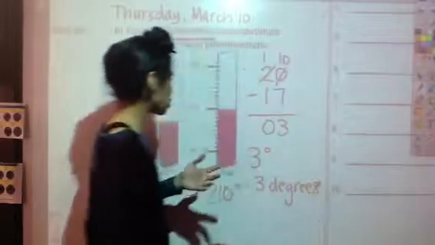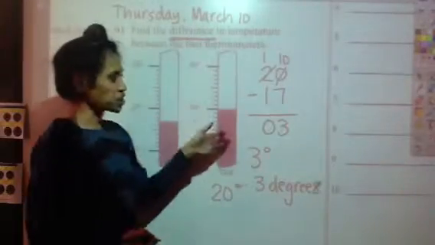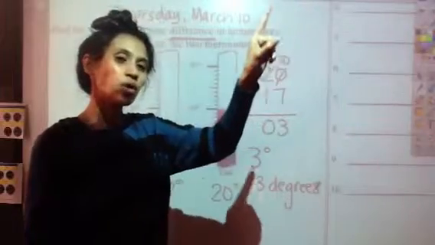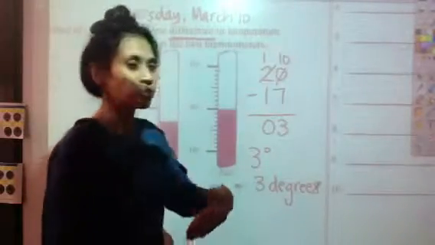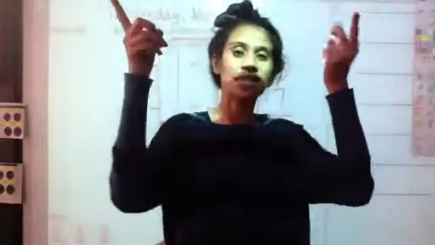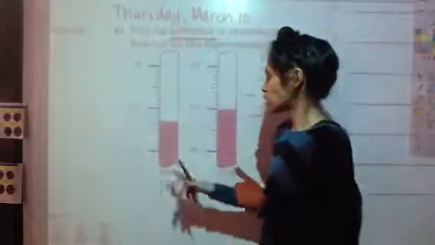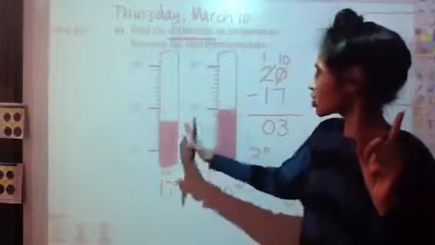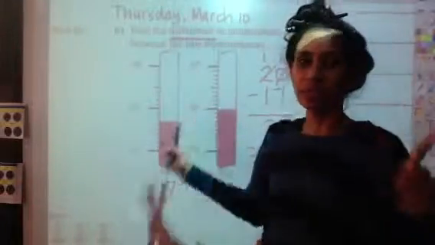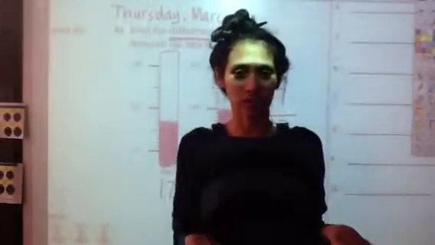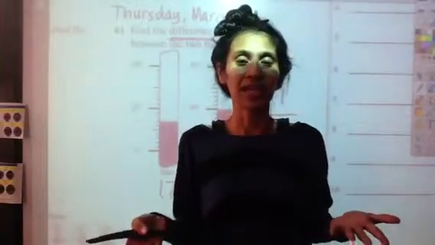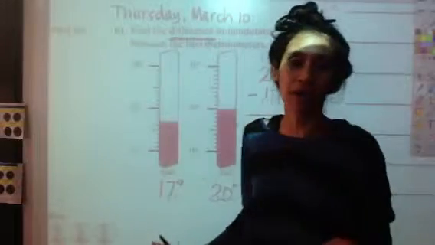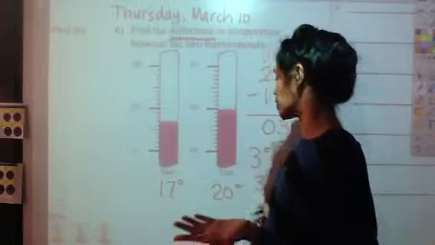All right, so I have a question for you. From start to the end, did the temperature increase, that means go up, or decrease, go down? So remember, increase goes up and decrease goes down. So did it go up or down? It went up. It increased. So if the temperature goes up, does that mean it gets hotter or colder? Hotter or colder? It gets hotter when the temperature's up. So, it got hotter by 3 degrees.